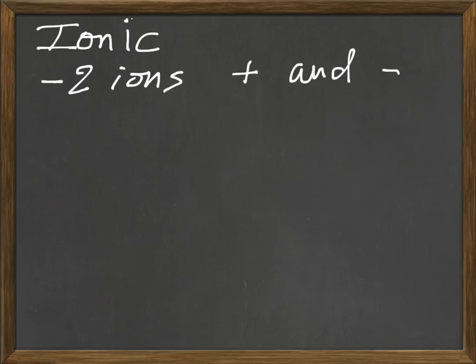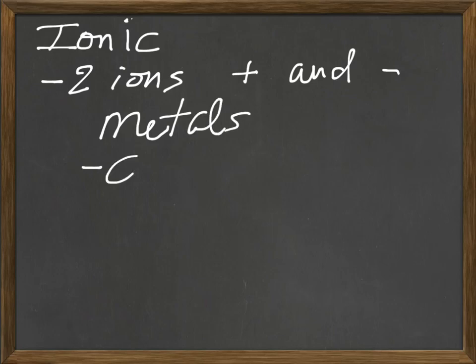And what I see happening is people try to use the prefixes and just go through, and if you've got 3 or 4 elements, you're going to name each element separately, and that's not how it works. You've got a cation and an anion. So let's talk about the cations first, those metals. So we've got metals, and they form cations, positive ions.